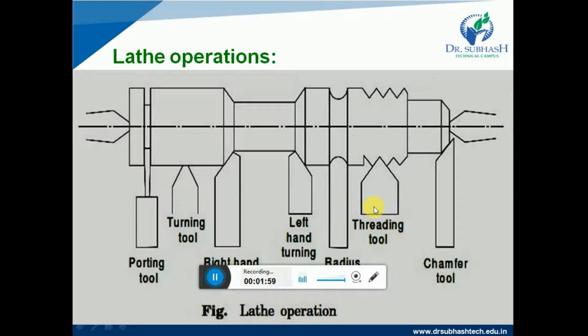Facing operation is for making the ends of the job to produce a smooth flat surface perpendicular to the axis of rotation of a certain length of job. That is facing. Then turning. It is one of the most important operations compared to the others.